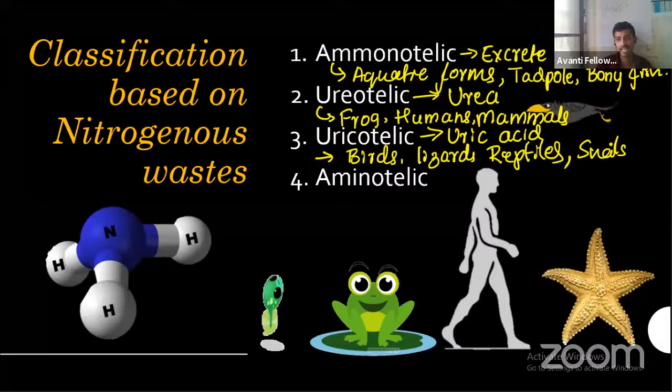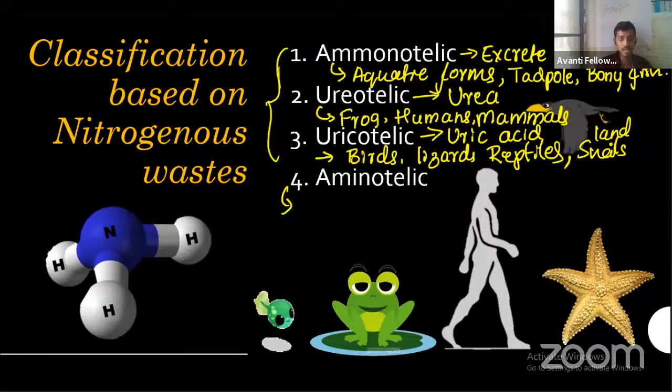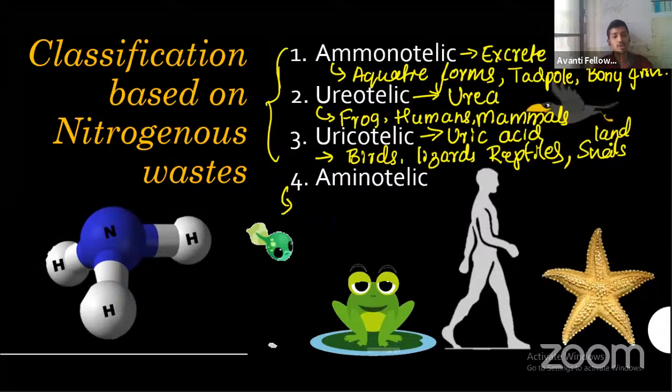Why do we have to mention land snails? Because marine snails again go for ammoniotelic. Okay, not marine aquatic snails. So these are the major things. These three are the major types. There are some minor types also. Those are aminotelic. What do you guys mean by aminotelic?